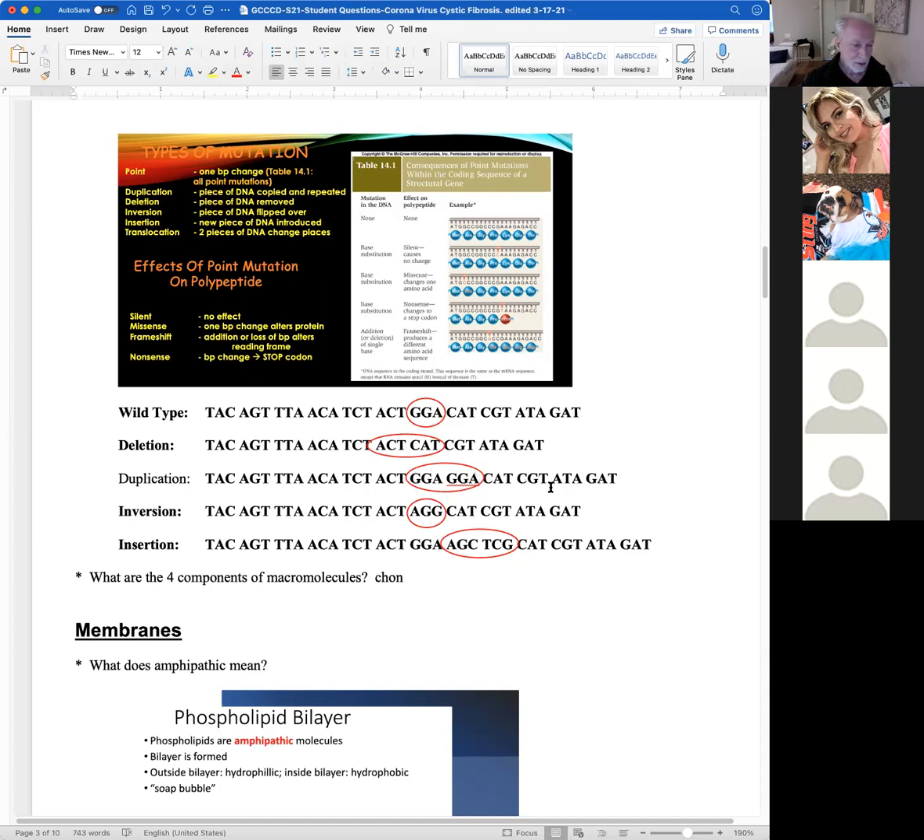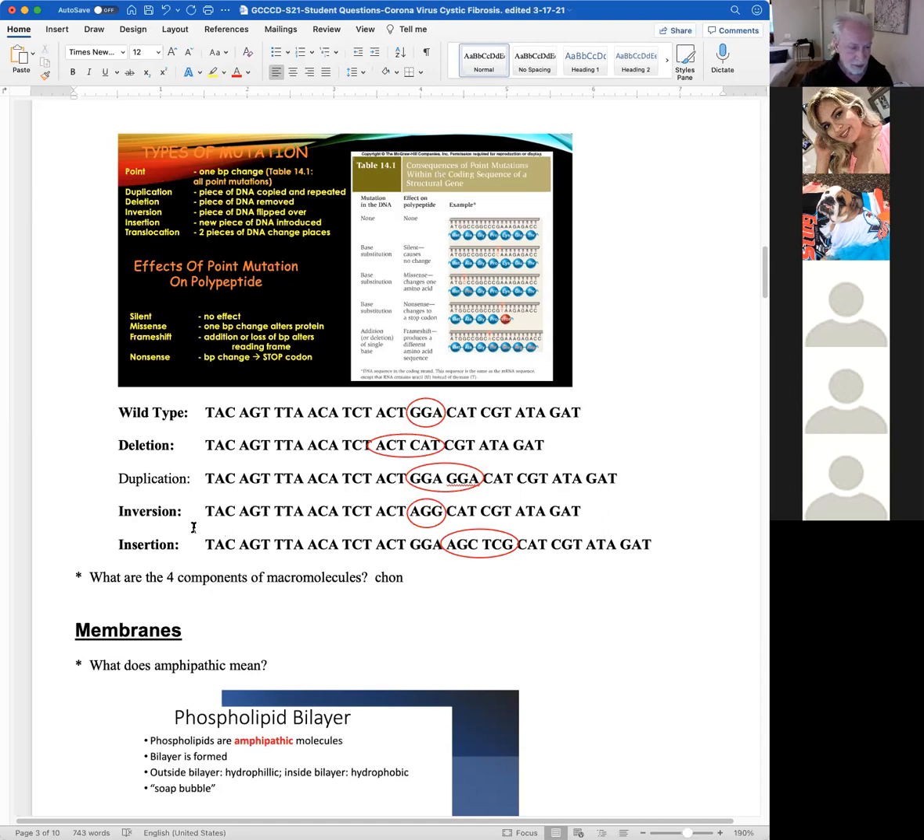Now, I'm showing all these as 3 base pairs. That's not usually what happens. I did that for simplicity, but a duplication, for example, can be much larger, it can be kilobases of DNA, as can an inversion or an insertion, or a deletion. Deletions can be very large.